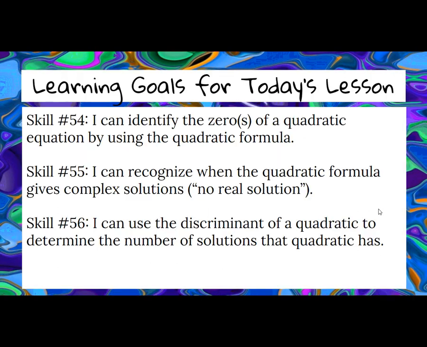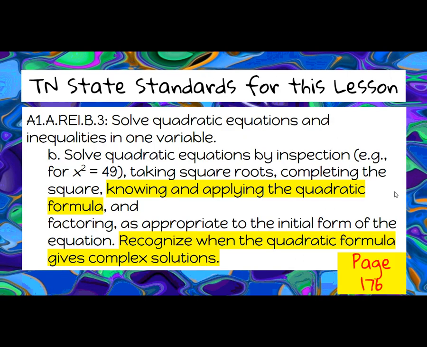All right, so we have three skills. We are still identifying the zeros of a quadratic equation using the quadratic formula, but I also want you to be able to recognize when the quadratic formula gives you a complex solution and you would say no real solution. We did an example of that yesterday in the last lesson. And then you can use the discriminant, which is a new word, of a quadratic to determine the number of solutions that a quadratic has. And we're still working on the standard that we are knowing and applying the quadratic formula. We're recognizing when we have complex solutions, and then we would say no real solution.